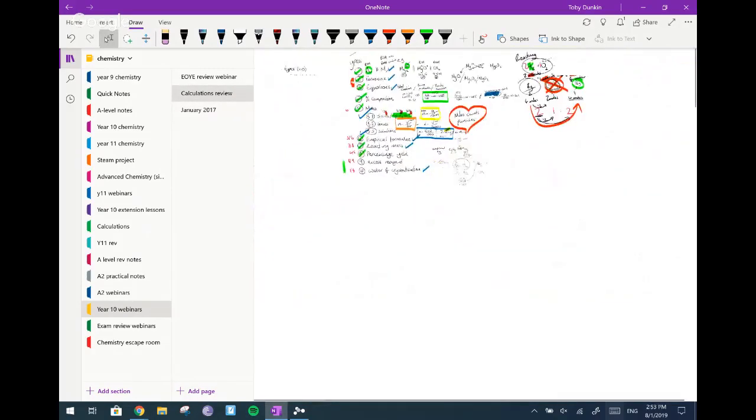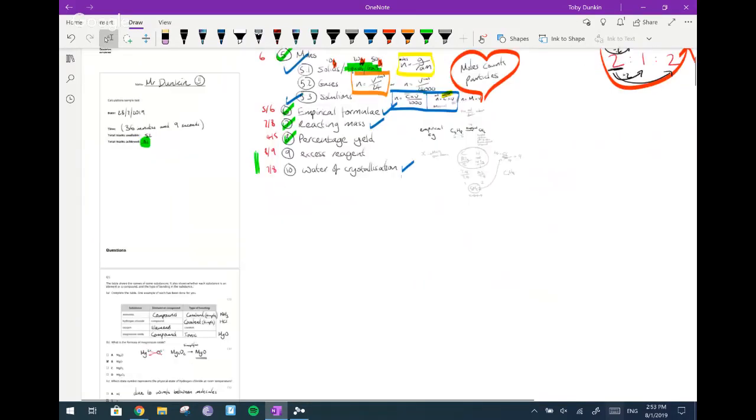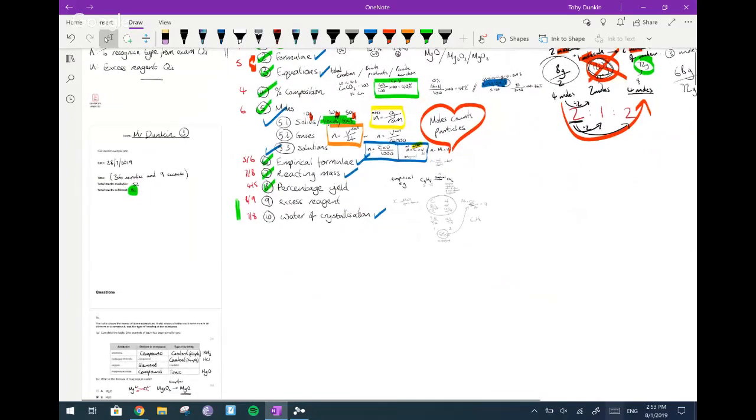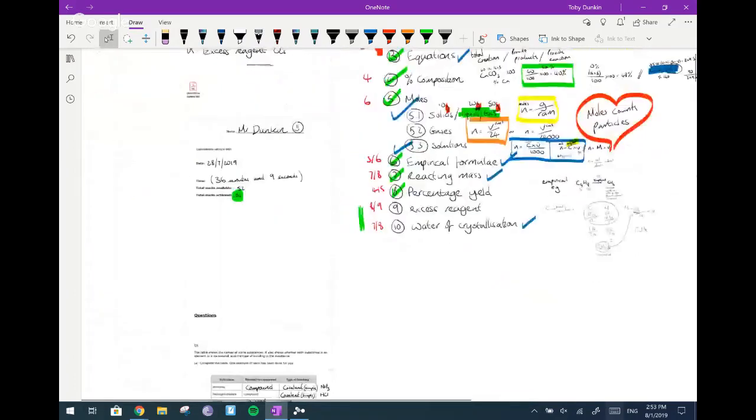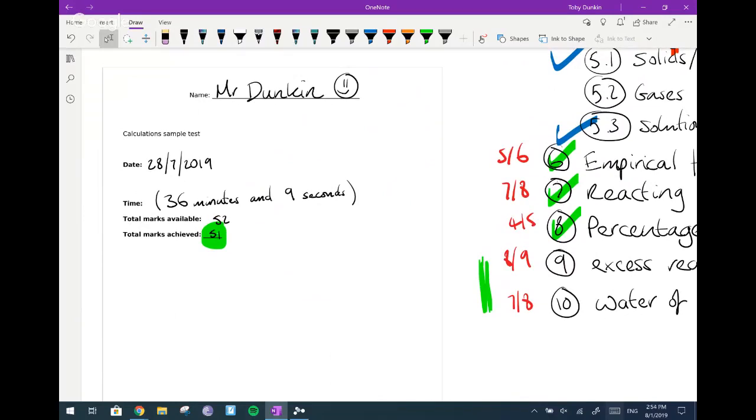Okay, so I've had a brief look, and I still haven't forgotten that I haven't ticked off the excess reagent and the water of crystallization. I'll come back to that. Now what I want to do is quickly go through this exam paper that I set you. I set you a 52-mark exam. It was just a practice calcs paper. I did it in 36 minutes and 9 seconds, and I got 51 out of 52 marks. Yes, folks, that's correct. I lost 1 mark, you'll see where.